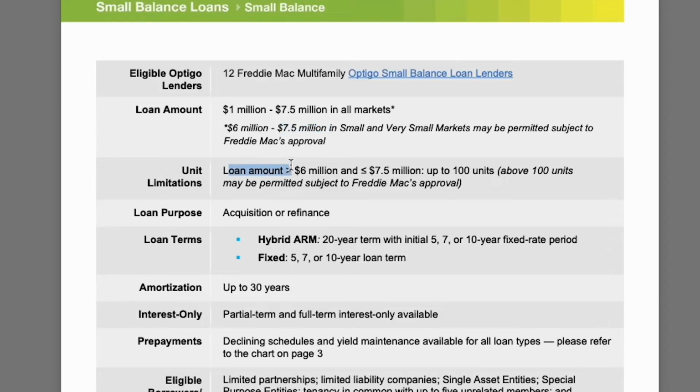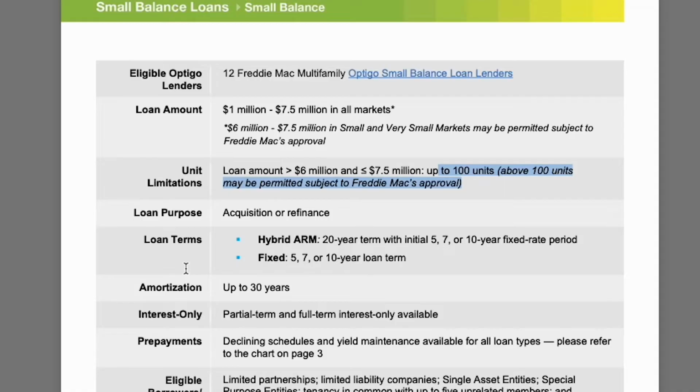Okay, so let's look at unit limitations. Is there a limitation on the amount of units that you can buy with this loan? As we can see right here, it says loan amount is greater than 6 million and less than or equal to 7.5 million, and you can buy up to 100 units with this loan product. Anything above 100 units may be permitted, but you can buy up to 100 units. So if you go 101, you may be permitted to buy 101 units, but you may be forced into another product. So if you're buying 100 units and under, this may be the best product for you at the time.